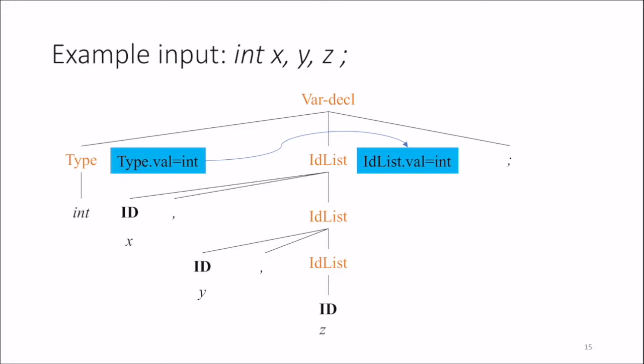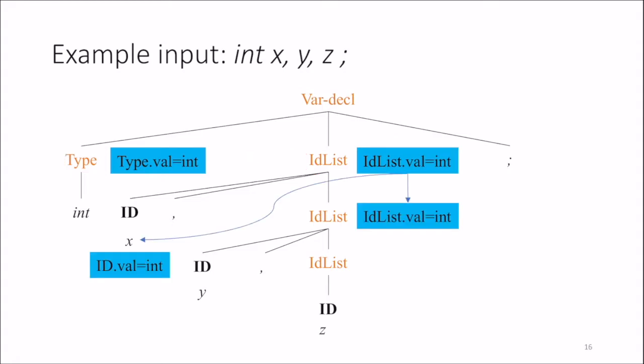So in order to get it to where I want it, I have to first take the type value and pass it over from type to ID list. And now I can use the ID list value. I have this now, and I'm passing it from type to ID list, which is its sibling, and I'm passing it down to the X. So now this X can look at its parent and say, my parent tells me that I should be inserting the type of integer into the symbol table.